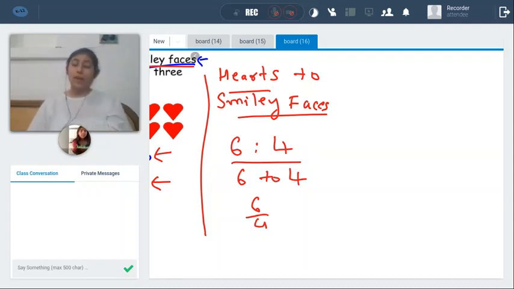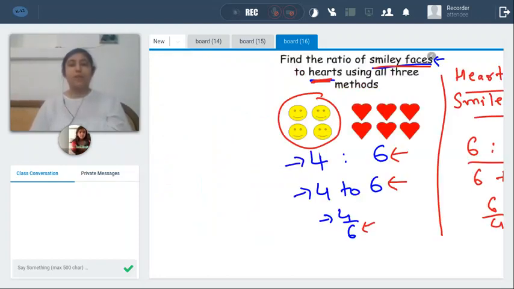Now let us again go to the physical meaning. What is the physical meaning for this question? That for every 4 smileys, we have 6 hearts. This is how we read a ratio. So we read it that for every 4 smileys, we have 6 hearts.